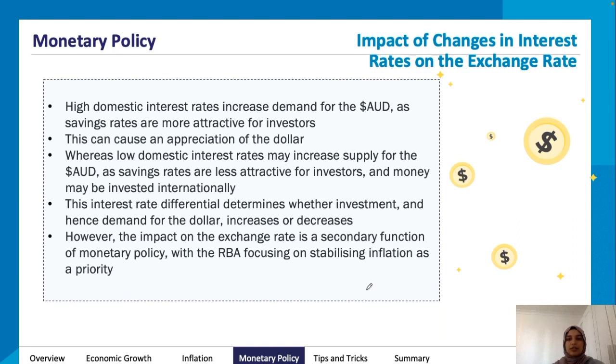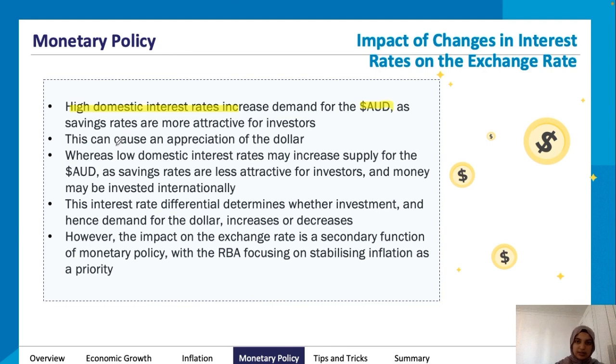So, impact of changes in the interest rates on the exchange rate. So, we looked at it on economic activity, on growth. Now, looking at it through the lens of the impact it has on the exchange rate. So, high domestic interest rates increase the demand for the Australian dollar as savings rates are more attractive for investors. Right? So, high domestic interest rates increase the demand for the AUD.